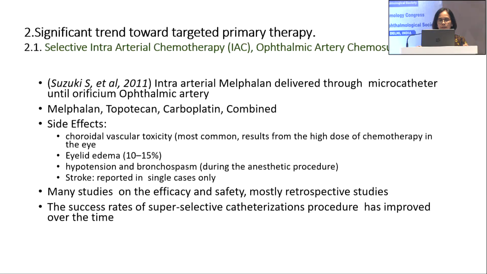mostly retrospective studies. Recently there is a report on the success rate of the super selective catheterization procedure, showing improvement over time.